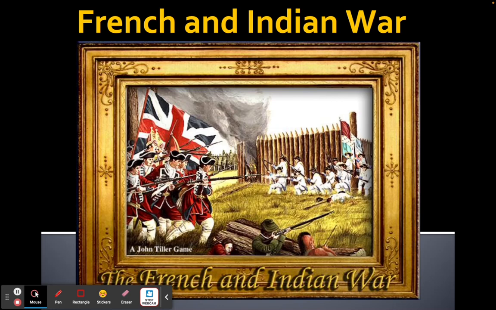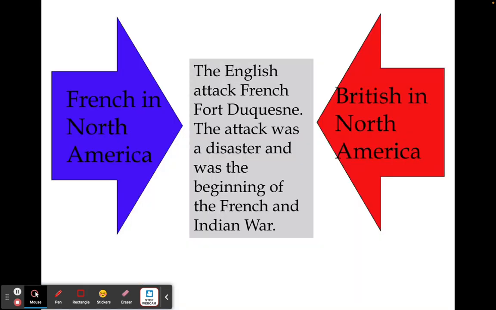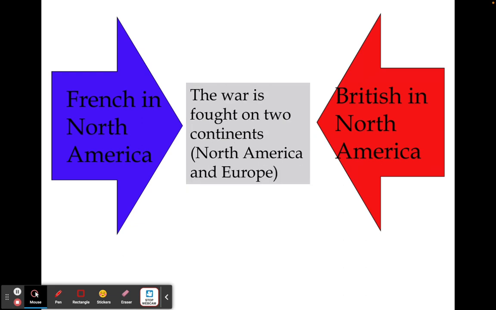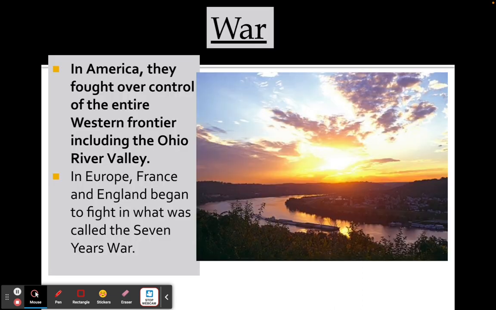So the French and Indian War officially begins with the English attacking the French at Fort Duquesne. Fort Duquesne is in the Ohio River Valley. The attack ultimately ends in disaster for the British, but it became the first battle of the French and Indian War. So the war, once it begins in 1754, is fought on two continents. There's fighting happening in North America, and there's fighting also happening in Europe.